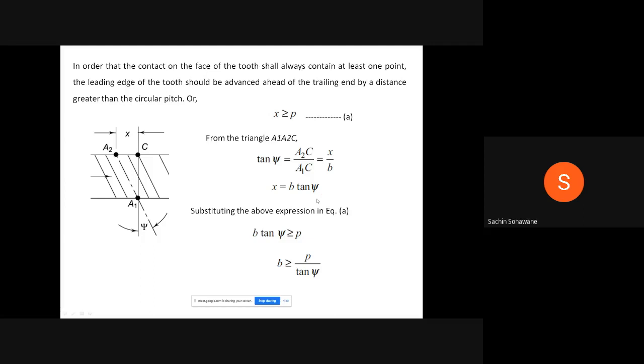Therefore, x is equal to b tan psi. Substitute this value of x in equation A. We are getting b tan psi is greater than or equal to p. Therefore, b is greater than or equal to p upon tan psi. Therefore, write down this, draw this diagram and write down these equations.